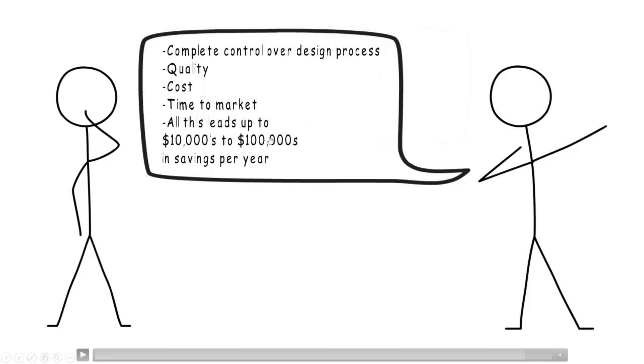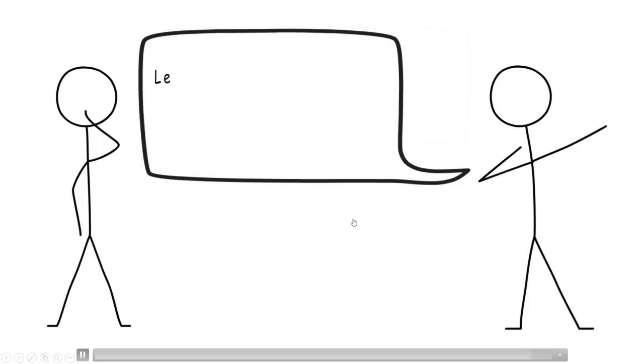All of this can lead up to tens to hundreds of $1,000s in savings per year. It's been documented numerous times with customers that have brought DFMA in-house and how much money they end up saving just in the first year alone in implementing a process like this.